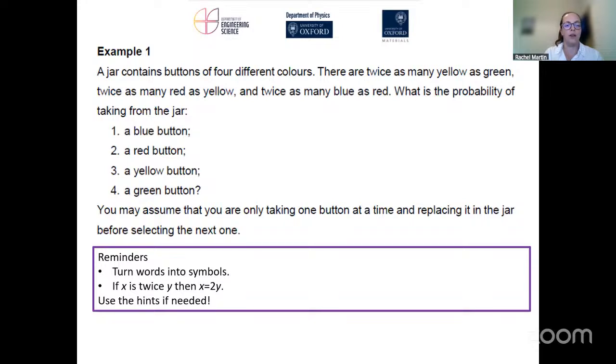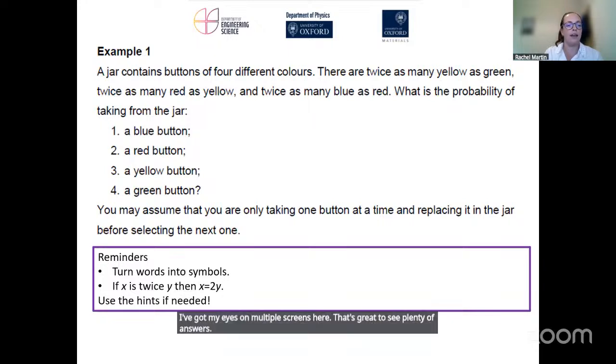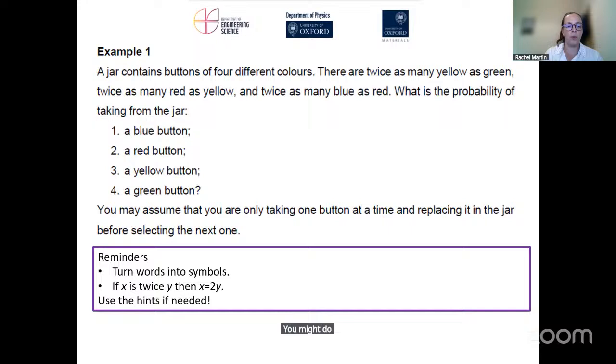So thank you so much for the answers that are already coming through. I've got my eyes on multiple screens here. That's great to see plenty of answers. And it'll be really key to decide where to start this question and what assumptions to make. You might do this more than one way, but I'll show you my steps for this question.